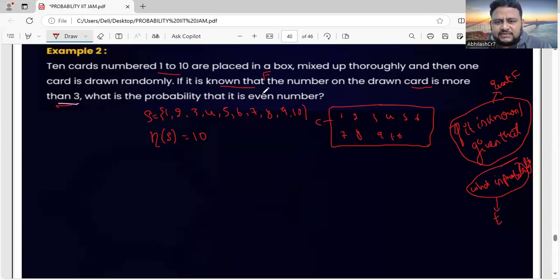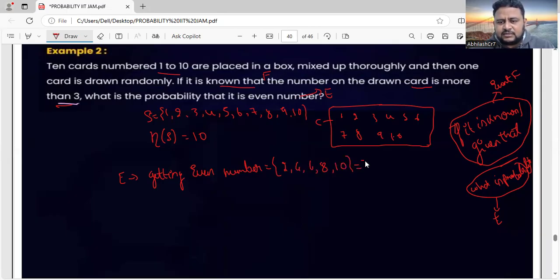Then what is the probability that it is an even number? Event E is talking about getting an even number. Now, the even numbers from 1 to 10 are 2, 4, 6, 8, and 10. So here n of E will be 1, 2, 3, 4, 5, which is equal to 5.